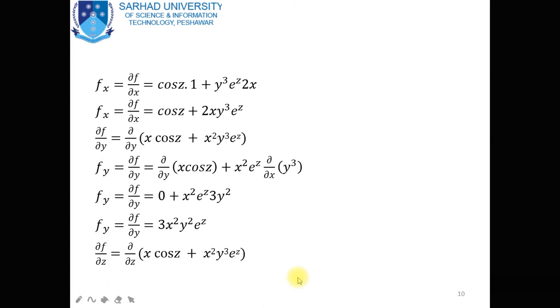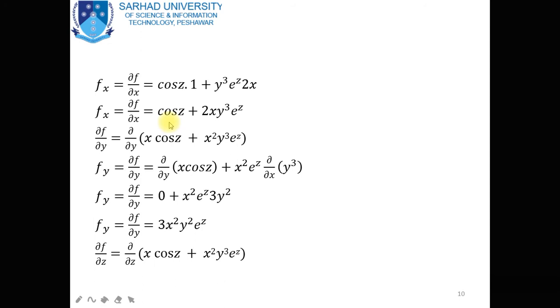So you see over here, the partial derivative of the function f with respect to x is equal to cos z into 1 plus y cube e power z into 2x. And now the required result, the partial derivative of the function with respect to x, is equal to cos z plus 2x y cube e power z.